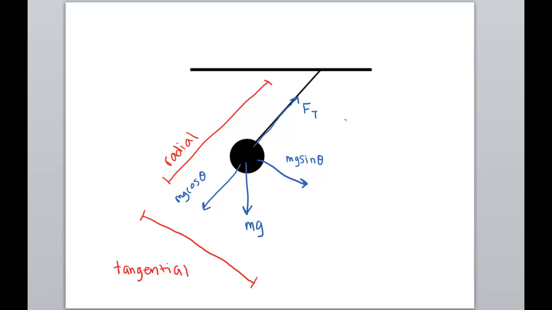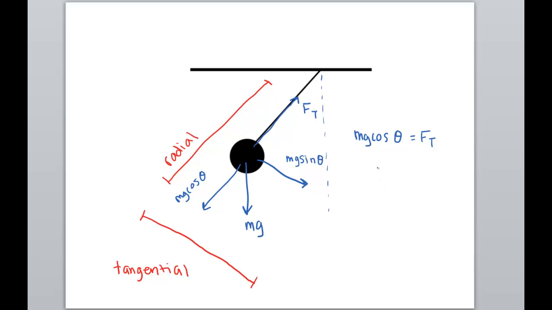As you can see, the component along the radial axis is mg cos theta. And because the motion of the pendulum is not along the radial axis, we can say that this component, mg cos theta, is equal to this component, which is the force from the tension. The component along the tangential axis is mg sin theta. And this provides the restoring force that pulls the pendulum bob back to the equilibrium position, right here.